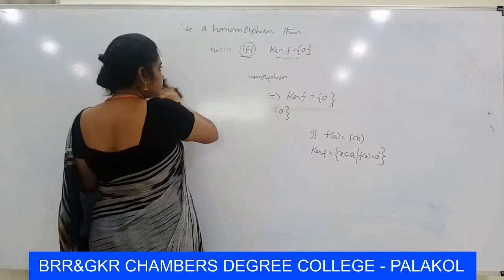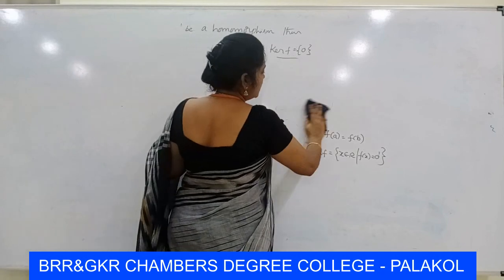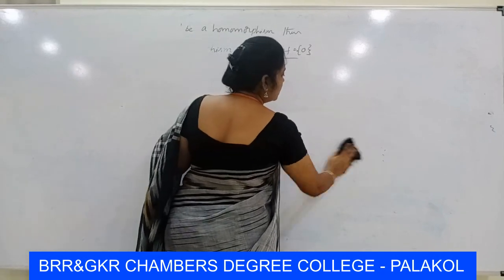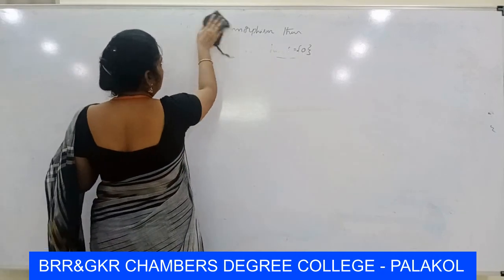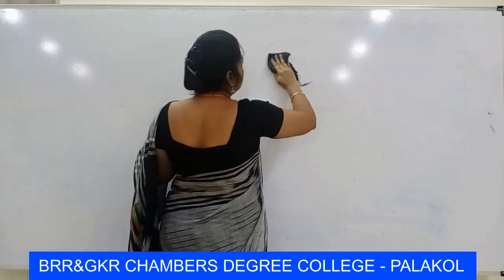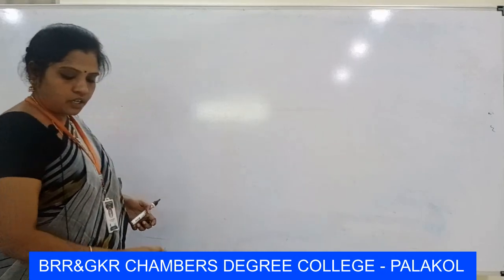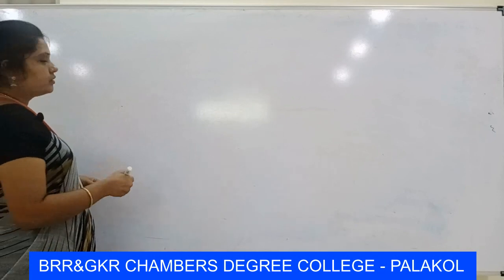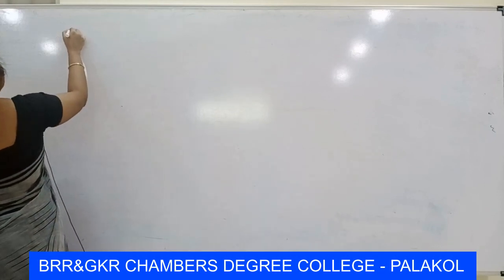Next theorem. If U is an ideal of the ring R, then the quotient ring R by U is a homomorphic image of R. Theorem.